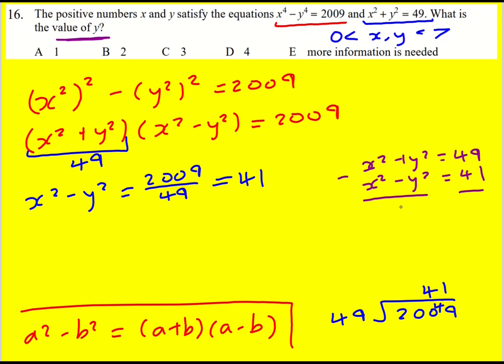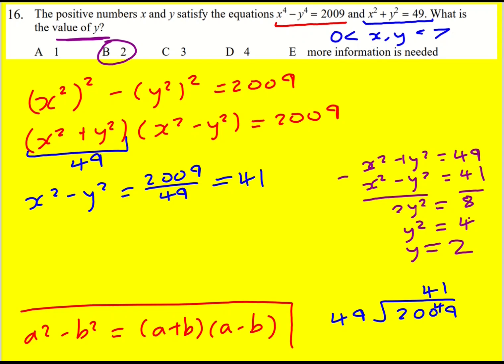We can just subtract to give us 2y squared equals 8. And therefore y squared is 4. And therefore y is going to, well, it's not going to be plus or minus because we've said that they have to be positive. So that means y is going to have to be 2.